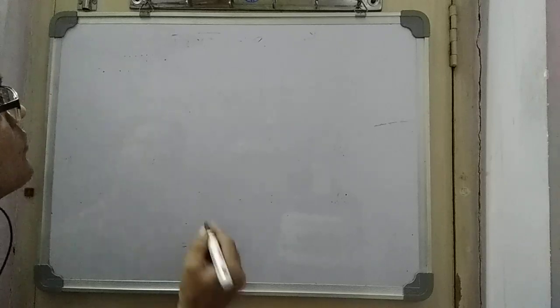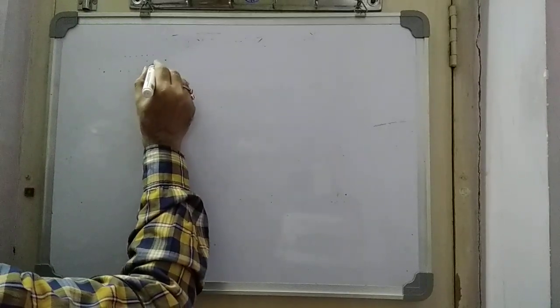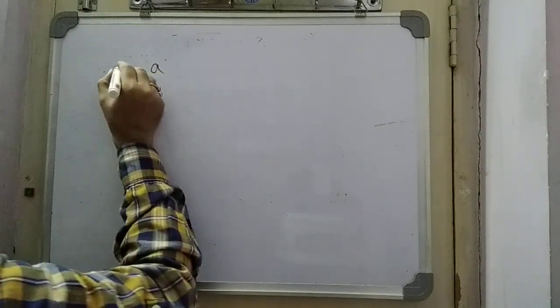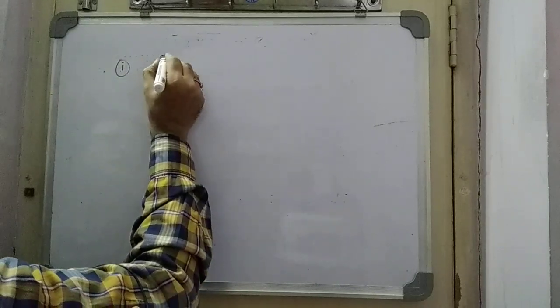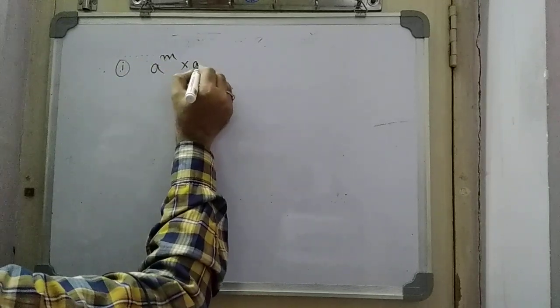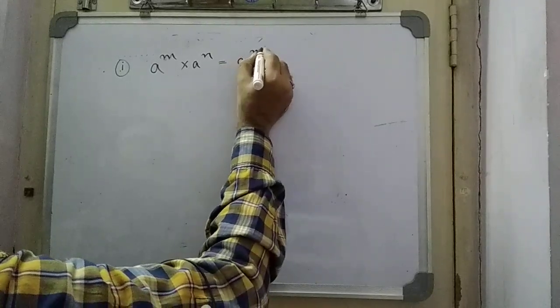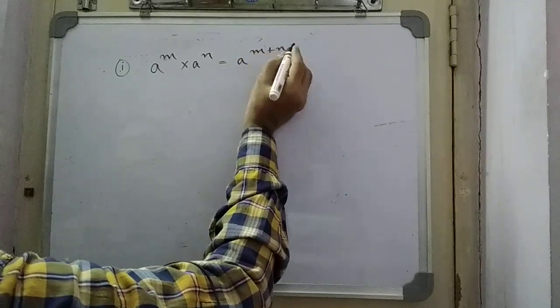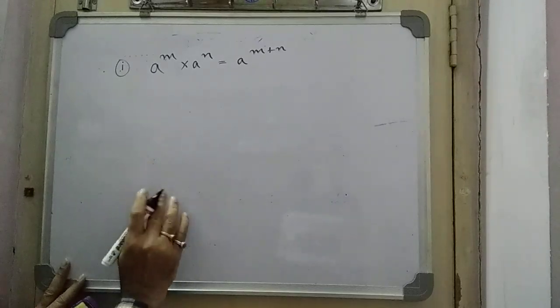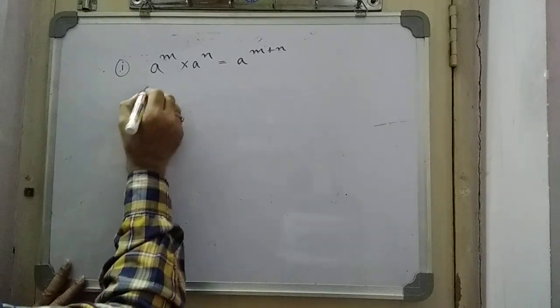Yeah, there are certain laws of indices. We'll learn those now. First one is a to the power m into a to the power n, equal to a to the power m plus n. This is the most basic one. We'll try to understand this one.